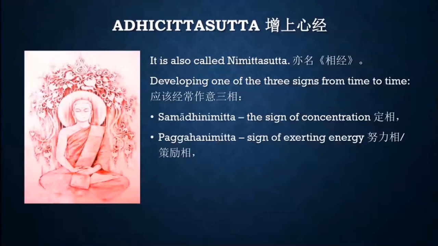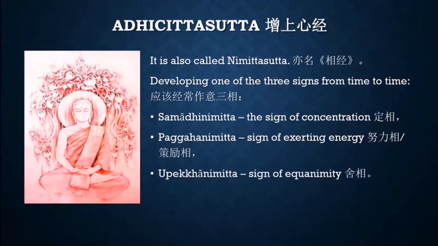So what should we do with these 3? The next one is the Upekkha Nimitta. So that means from time to time, we have to develop concentration. From time to time, we have to develop the sign of energy, a certain energy. But from time to time, we also have to develop equanimity. So if we know how to develop one of the 3, we can improve. So we have to talk about this one first, right? So first, Samadhi Nimitta.